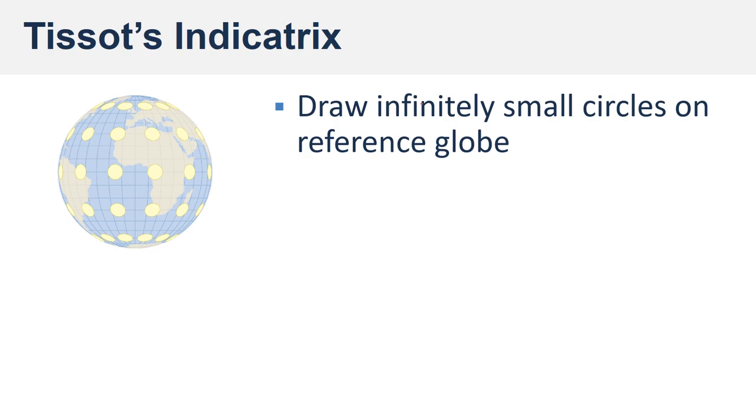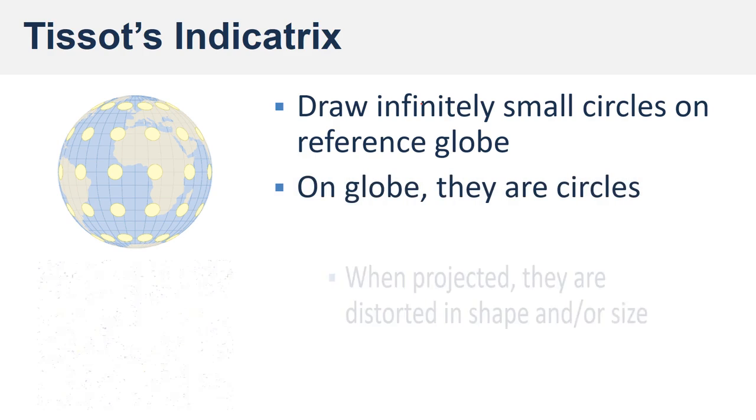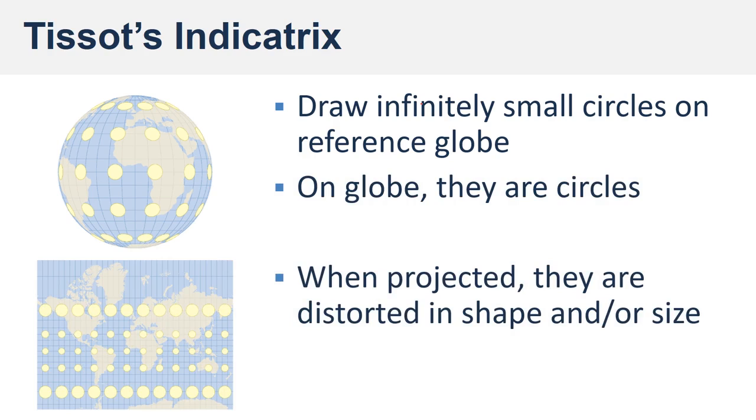But of course, we have to make them larger in order to see them on our map. So imagine that you're drawing these infinitely small circles on your reference globe, which, remember, has been shrunk down from full size to the size we need for our principal scale. On the globe, they're circles. When they're projected, they may or may not be circles, and the sizes may have changed as well. So the size and or the shape may be distorted.